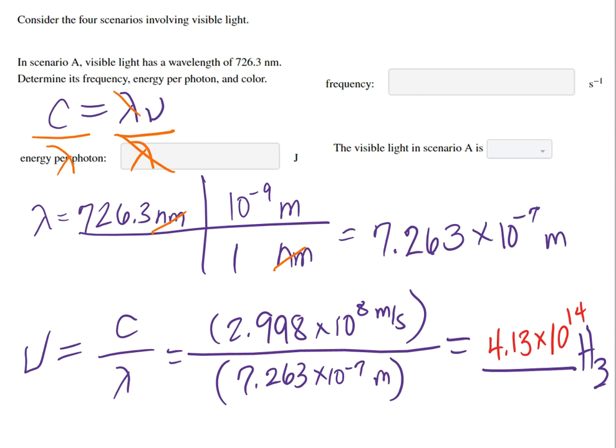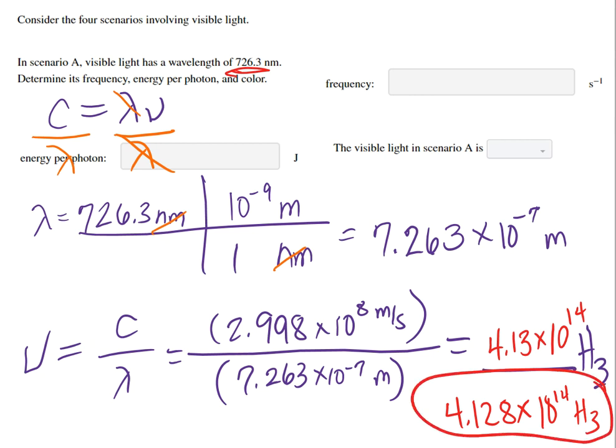So that's your frequency. And actually, if we're doing significant figures, I should have shown it as 4.128, because our measurement had 4 significant figures. So 4.128 times 10 to the 14 hertz is based on the rules of significant figures. So now you have your frequency, you have the color of your visible light, but now we have to figure out the energy.